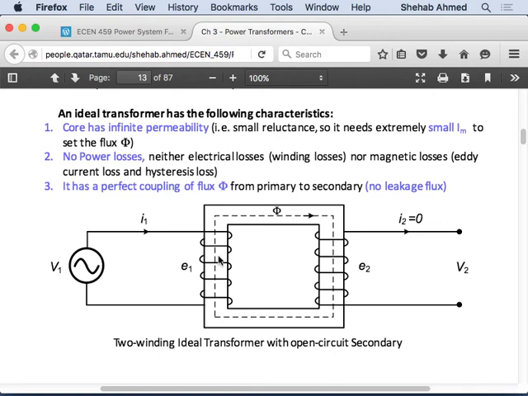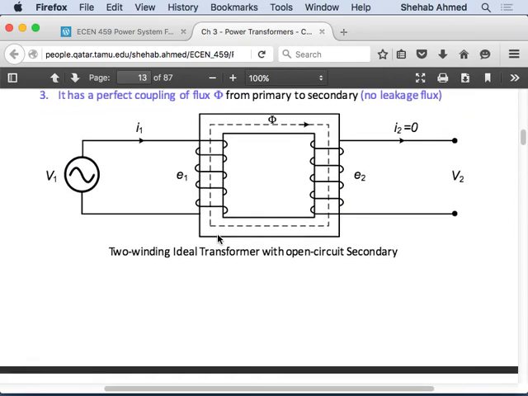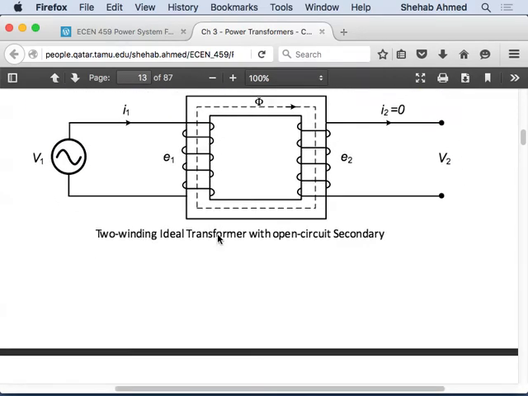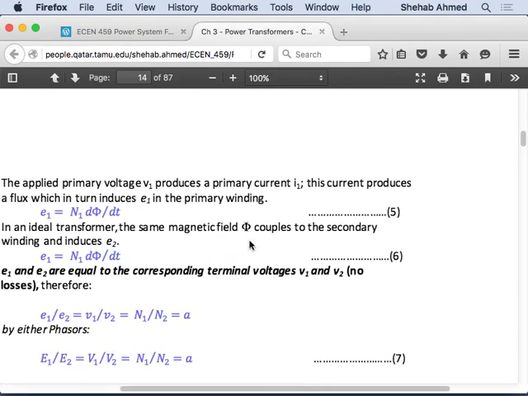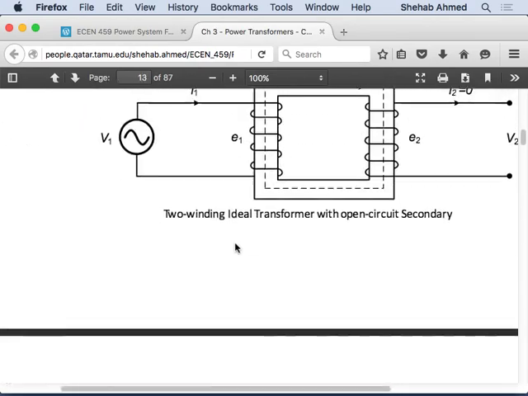We assume no magnetizing branch current. We assume no power loss, so the windings have no resistance. We assume perfect coupling, meaning all the flux is flowing in the core only. And the magnetizing current required is pretty much negligible, zero. In that case, the equivalent circuit for a transformer will depend on these equations, which we will discuss next time.